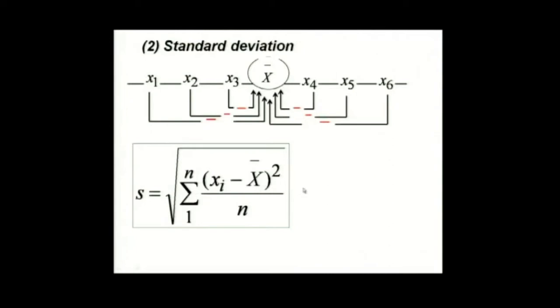And as you can see here, it is the square root of the sum of deviations of the individual observations from the average value. We square each one of these terms, and we divide that sum by the total number of observations.